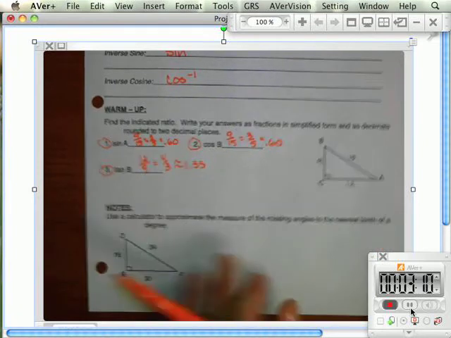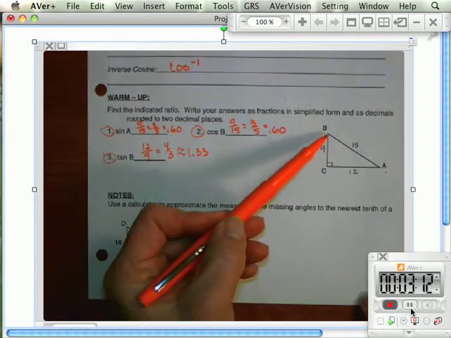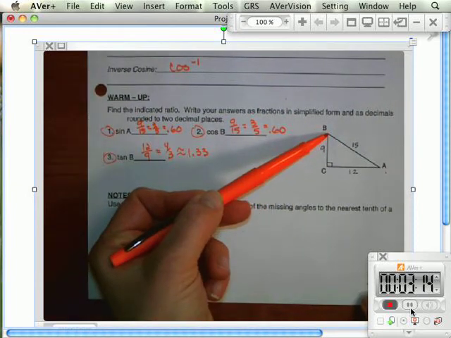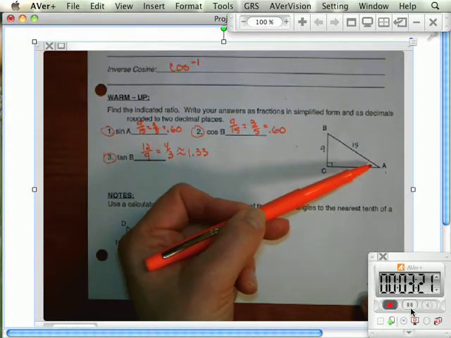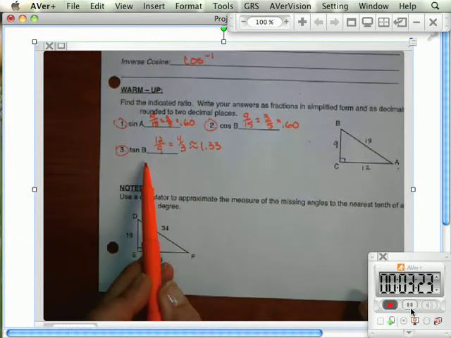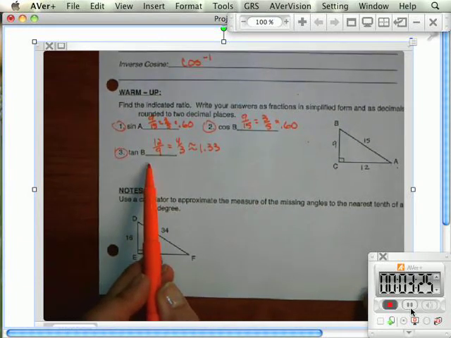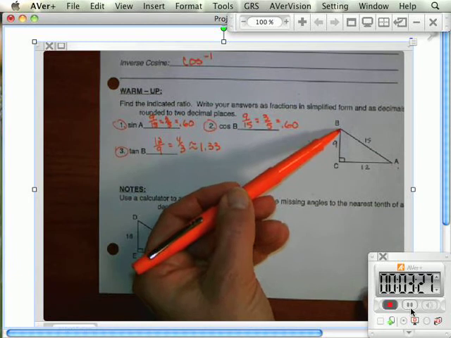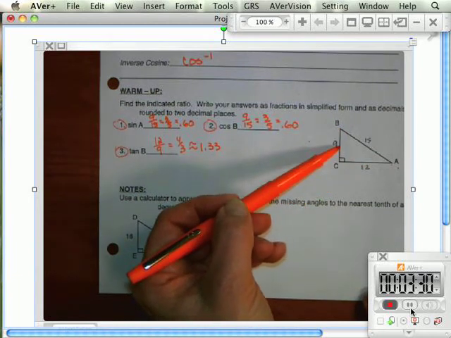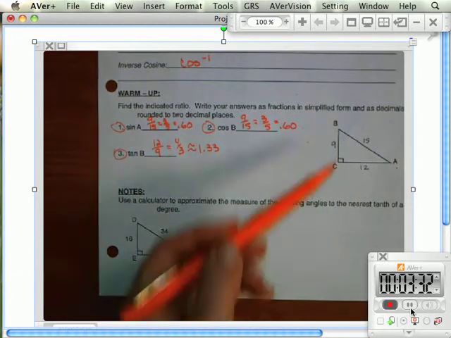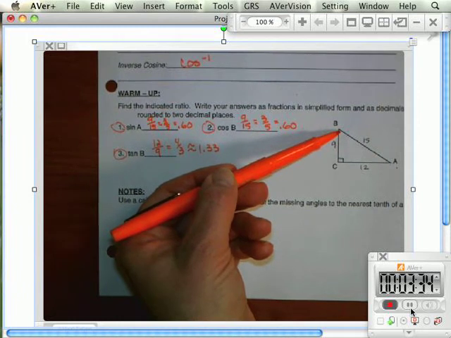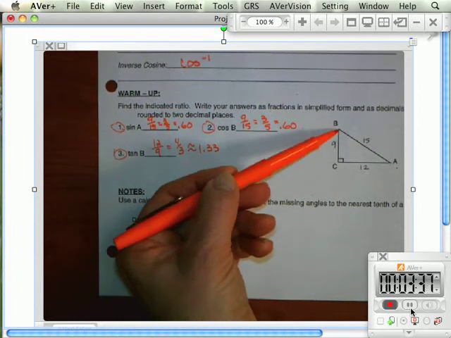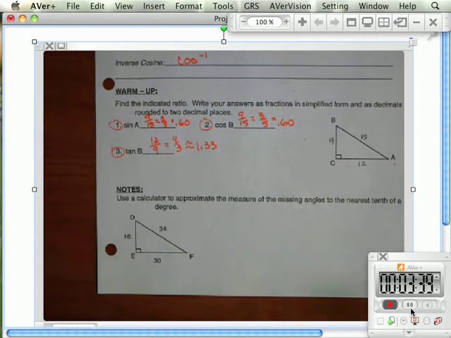Cosine of B, so I'm up at this angle right here. Cosine is CAH, adjacent over hypotenuse, so it's 9 over 15. Tangent is TOA. From B, it's the opposite over the adjacent. Sometimes if you just put your finger or your pencil here, it's easier to see opposite over adjacent. Remember, the legs are always the opposite and the adjacent ones.